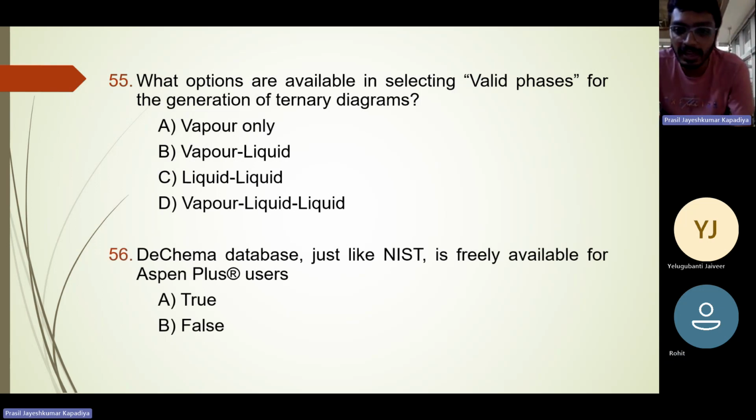The DECHEMA database, just like NIST, is freely available for Aspen users. It is false, it's not freely available. It's paid.